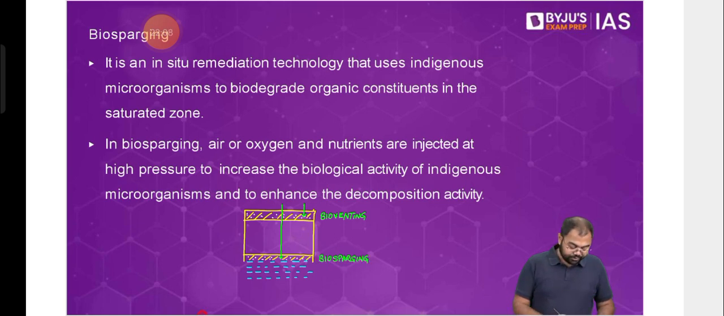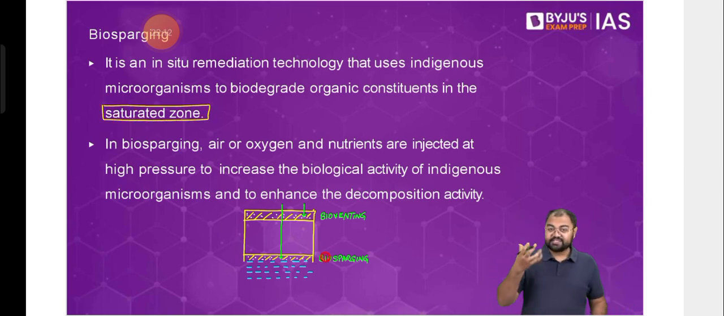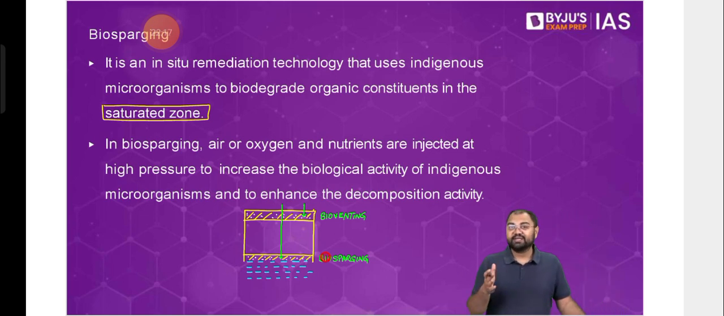So that's why, in case of biosparging, we do it in the saturated zone. So saturated zone is this zone. That's why saturated. Why saturated? Because it is near the water body, it is near the water table, and hence it has more moisture, and thus it is called saturated.